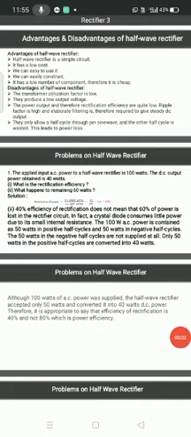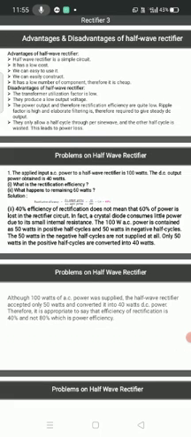Now I am going to discuss the advantages and disadvantages of half-wave rectifiers. That is, what are the advantages of half-wave rectifiers and what are the disadvantages of half-wave rectifiers also. In previous classes we already discussed what a half-wave rectifier is, what its working principle is, and how it converts AC to DC.